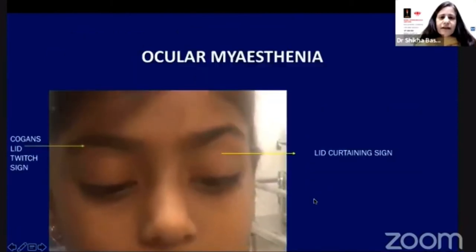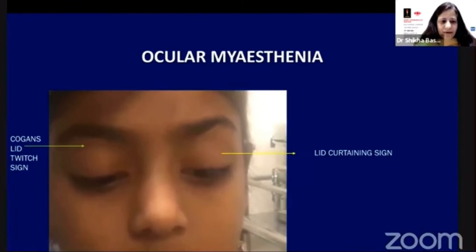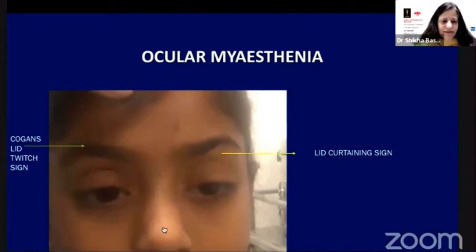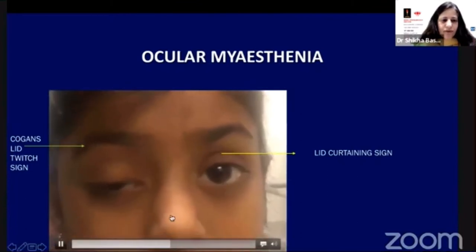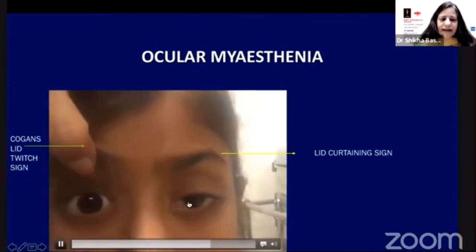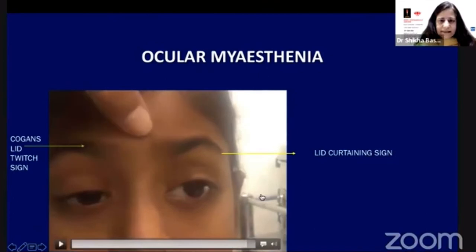When we are talking of ptosis, we have to talk about ocular myasthenia. So make the patient look down and suddenly look straight. This is how Cogan's lid twitch is elicited. You can also lift up the affected eyelid and the other eyelid comes down. That is the lid curtaining sign.